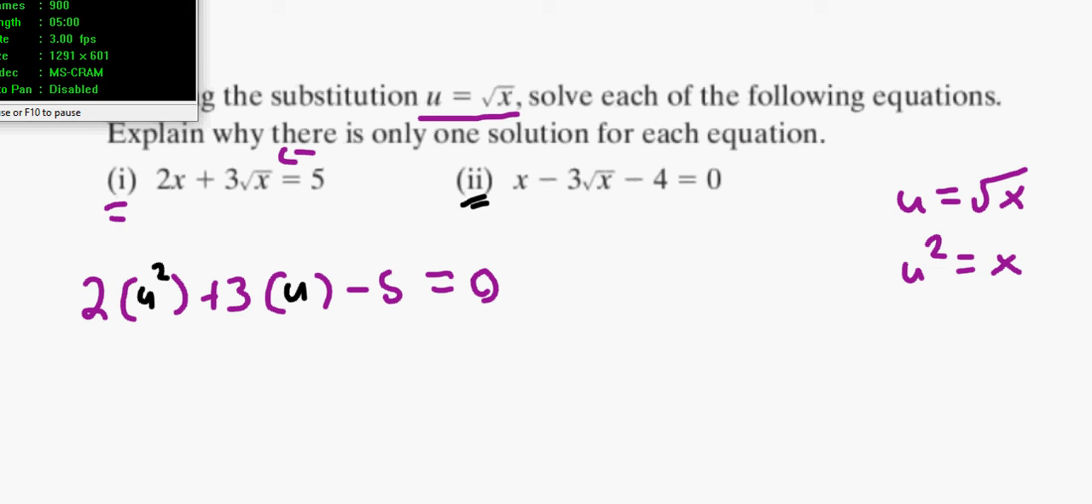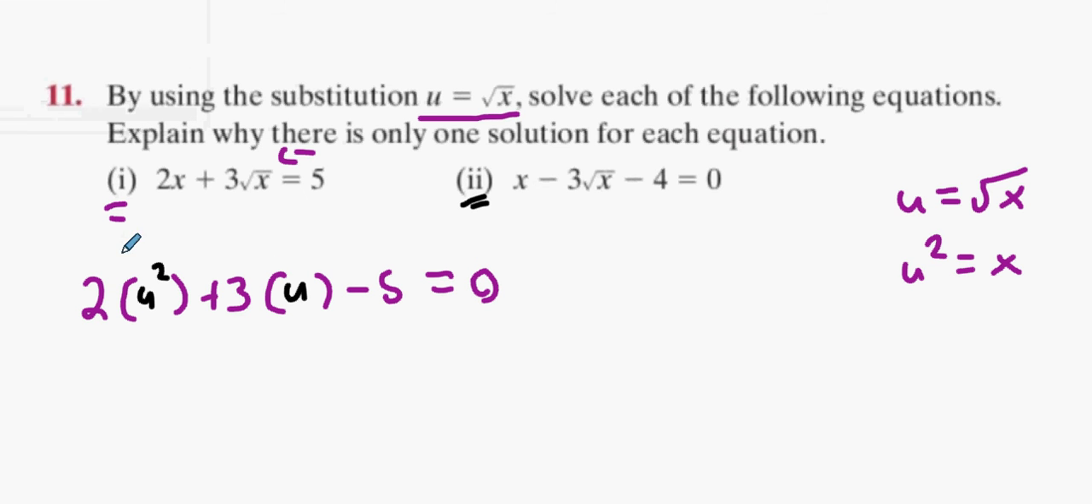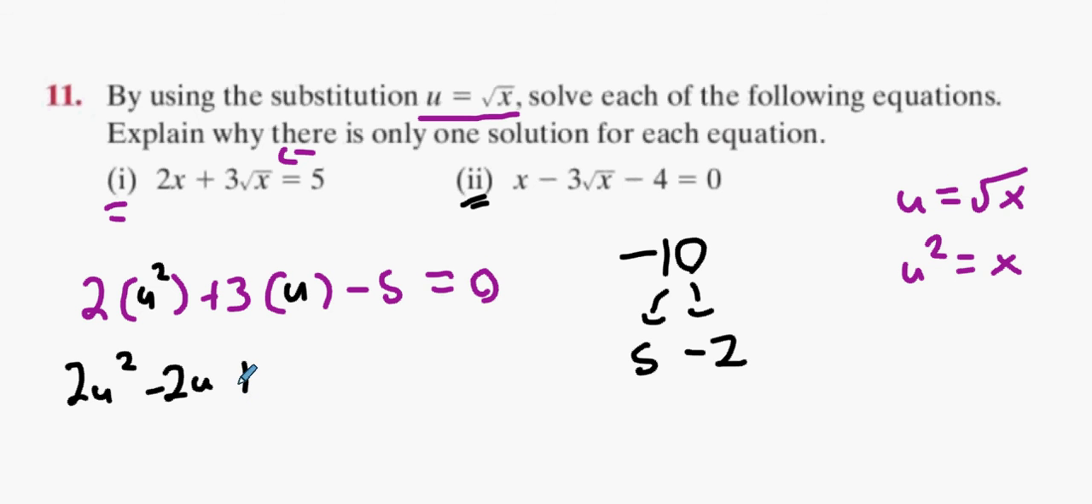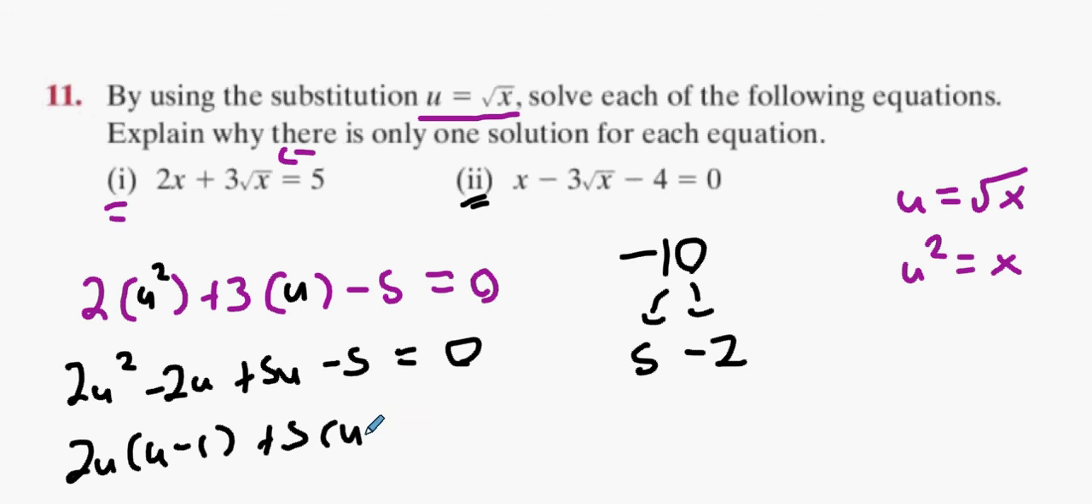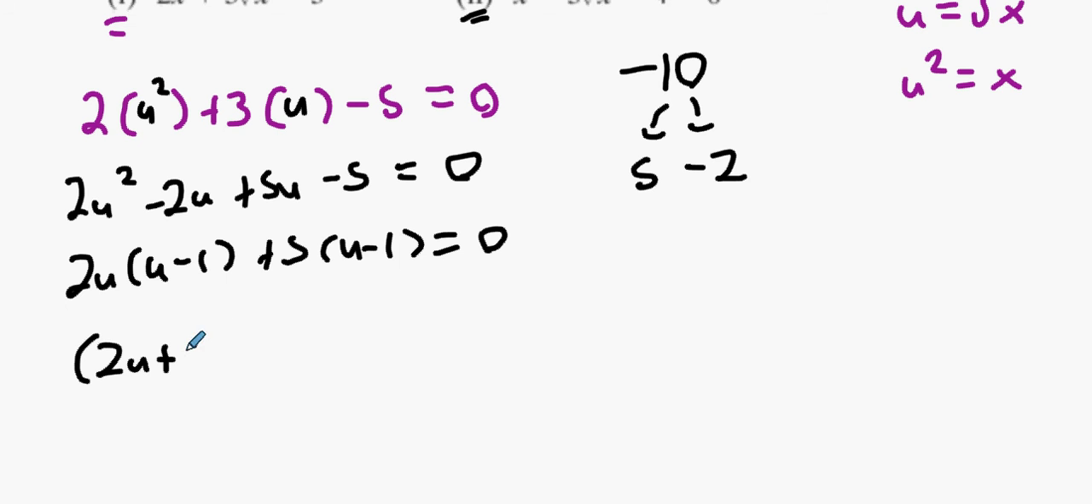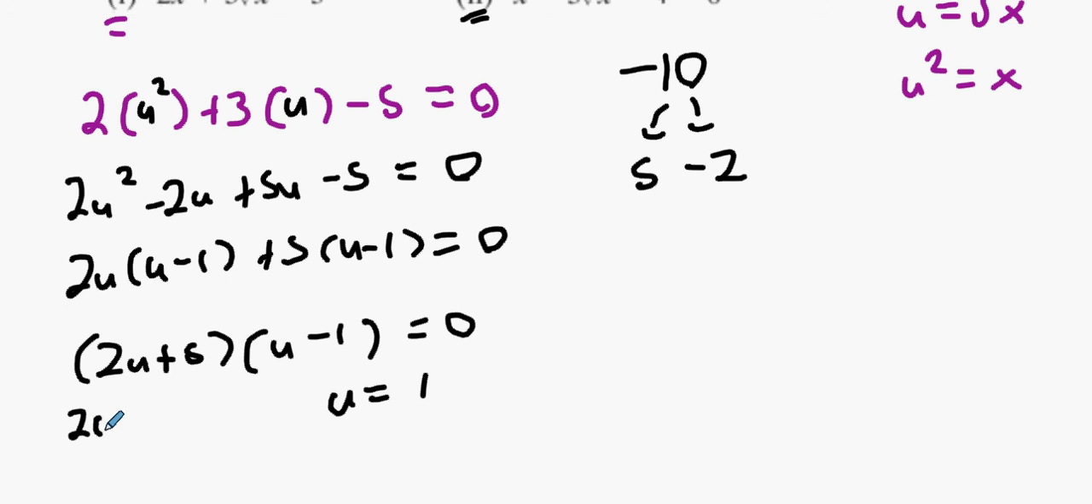You're on your own. So the reference number is minus 10. Two numbers that multiply to give you minus 10, but I have to give you plus 3. We're going to go for 5 and 2. So we're going to go 2u squared minus 2u plus 5u take away 5. We're going to get 2u(u take 1) plus 5(u take 1) equals 0. We're then going to get (2u plus 5)(u minus 1) equals 0. We're going to get u equals 1, 2u equals minus 5, u equals minus 5 over 2.